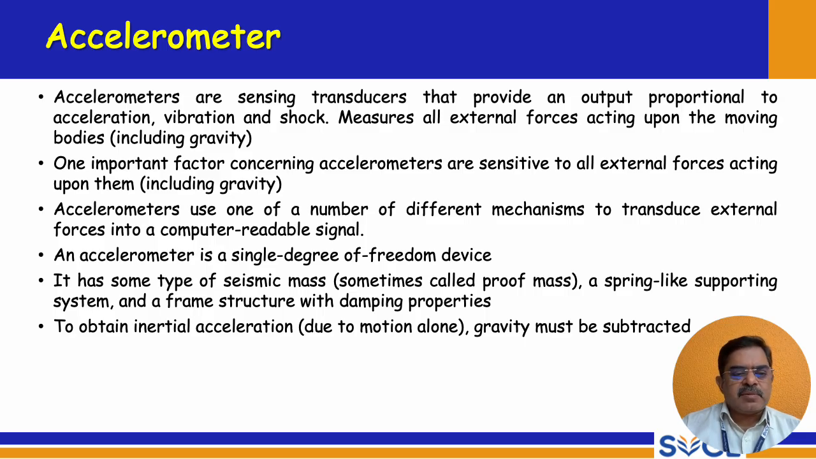It has some type of seismic mass, sometimes called the proof mass, a spring-like supporting system, and a frame structure with damping properties, to obtain inertial acceleration due to motion alone. So the inertial acceleration is actually due to motion only. Gravity must be subtracted, so gravity should not be considered. And if we see the setup, so this is the setup.